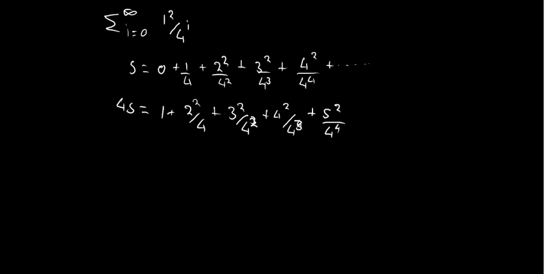Again, we're going to do our subtraction. So pair them up. For 3s, this is 1 minus 0, which is 1. Then 2 squared, which is 4, minus 1, gives 3 over 4. Then 9 minus 4 is 5 over 4 squared. 16 minus 9 is 7 over 4 to the power 3. We can continue, plus 9 over 4 to the power 4.